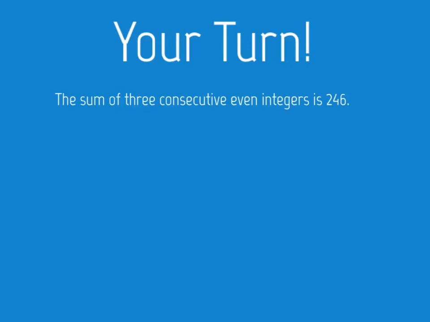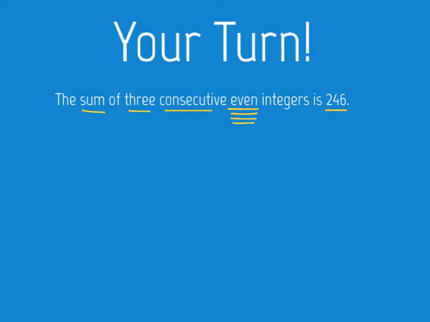All right, you know what time it is. I won't let you guys leave without being able to practice a few yourself. So it's your turn to try the first one, which tells us the sum of three consecutive even integers is 246. So pause the video, give this a try, and come back to see how you did.